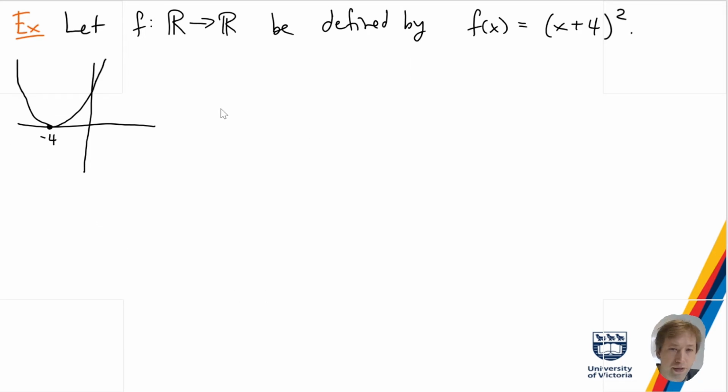It's a parabola. How do I know that this is not injective? Well, the question of whether a function is injective is, are there two different values which have the same output? And here we can clearly see that there are, because if I take a horizontal line here, it cuts through the function twice.